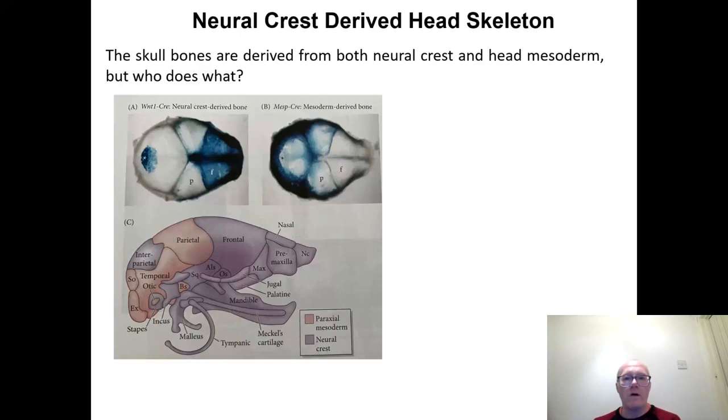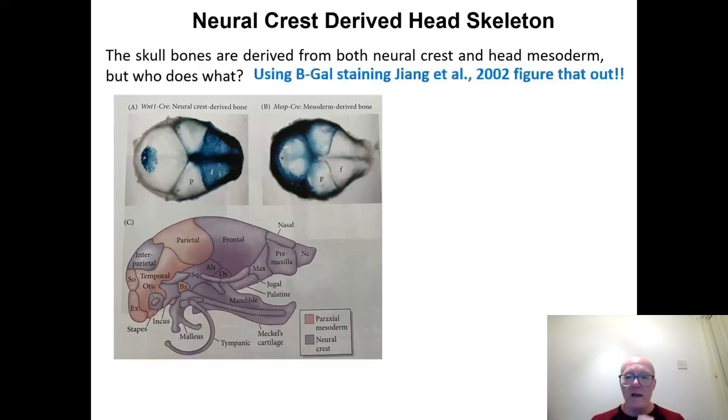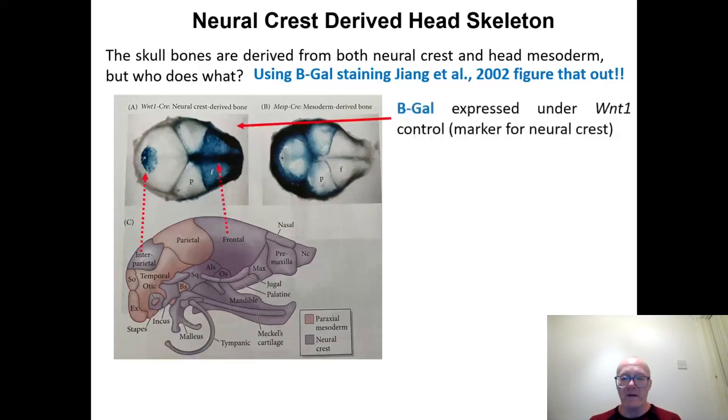The bones of the head originate from both the neural crest and the mesoderm of the head. But which bones originate from the mesoderm and which bones originate from the neural crest? Well, not so long ago, using the very same staining that you try to use in your practical laboratory, using beta-gal, Zhang and a collaborator were able to figure out which bones come from where.